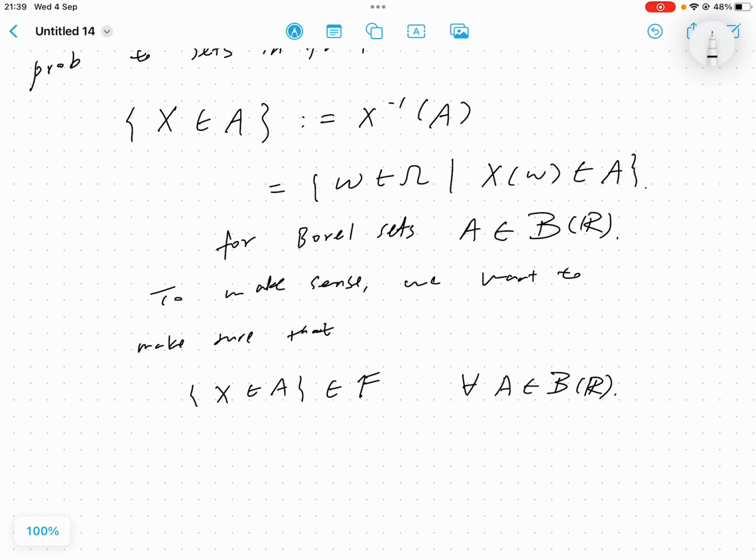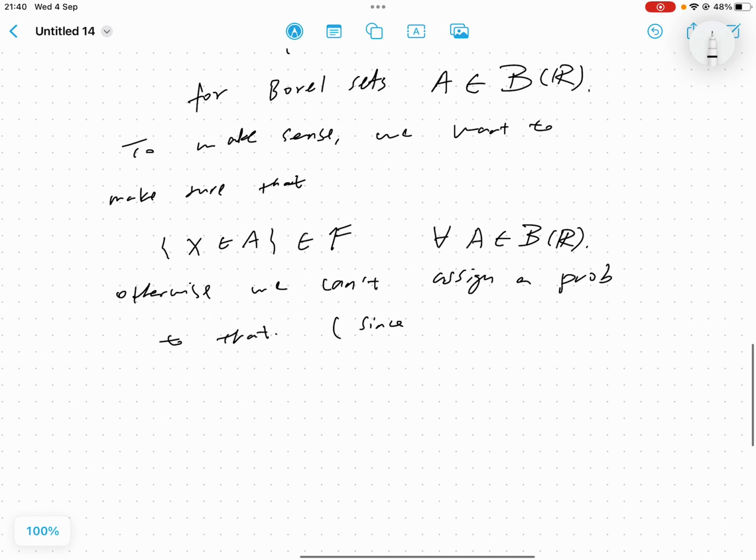Otherwise we cannot actually assign a probability to that, right? Because this probability measure P is only defined on this F, okay? So otherwise we can't assign a probability to that, since this probability measure P is only defined on this F. All right.